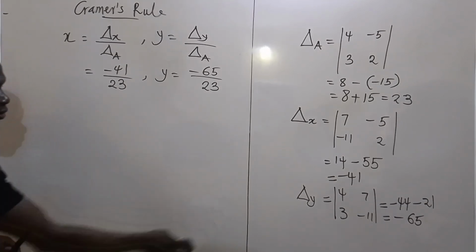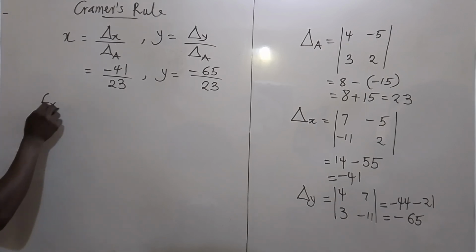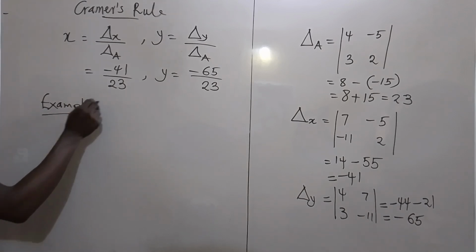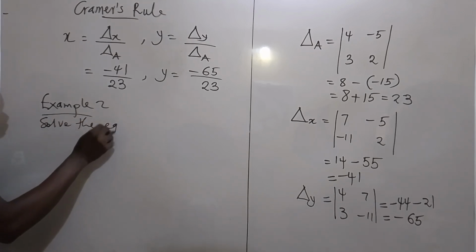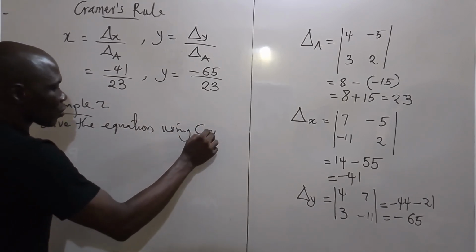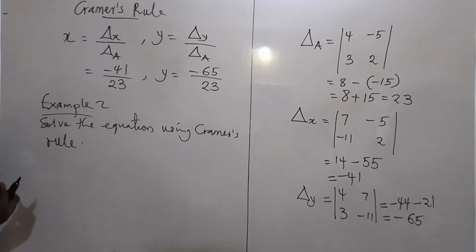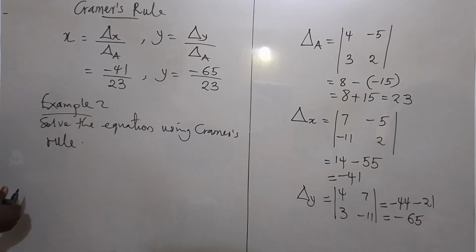Okay, now once we have that, what if you are given a 3 by 3 equation, that is, a simultaneous equation in 3 variables? So let's take that as another example. Let's call this one example number 2. The first one is example 1. So we want to solve the equation using Cramer's rule. You can pause the video. Now you know how to find the determinant of a matrix, so you can pause the video and practice this on your own first.